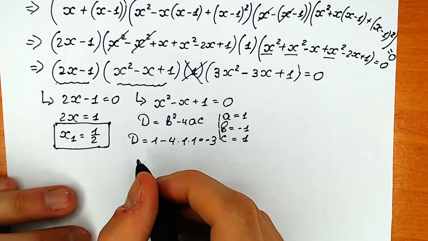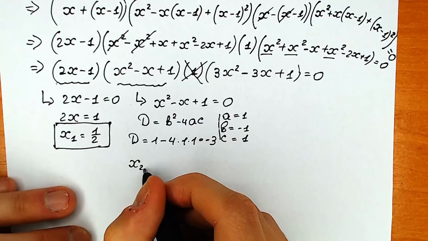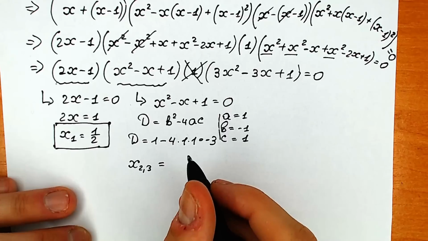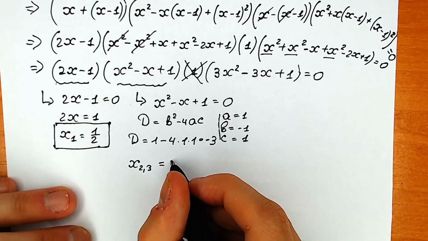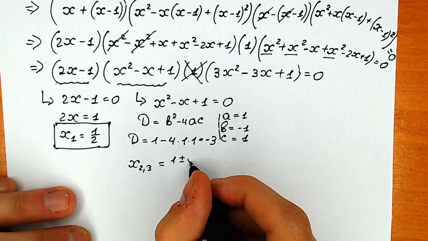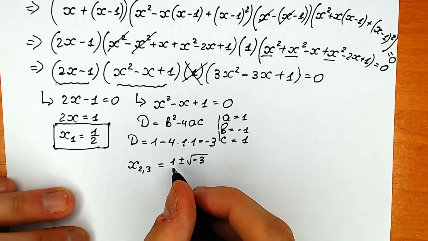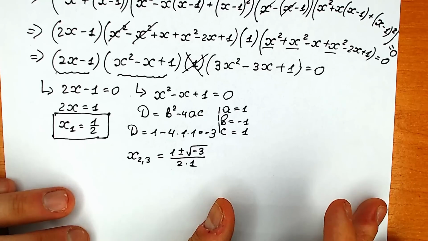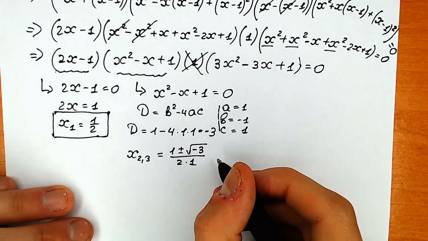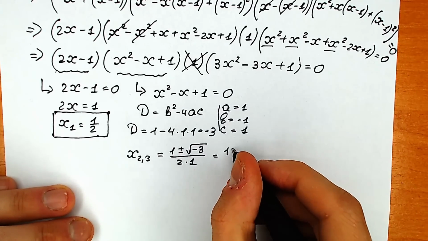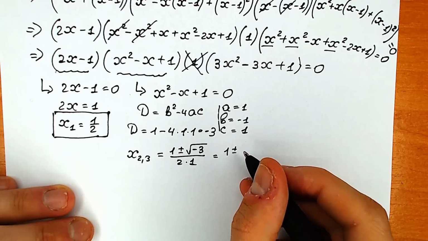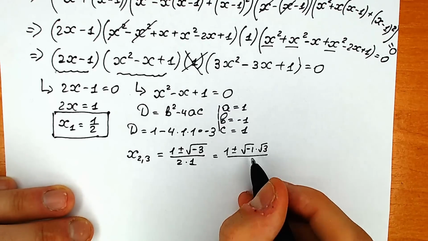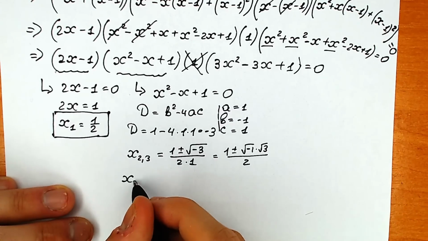So right now let's find these complex roots. We have x second and third, because we have x first, and x second and third equal to minus b, so minus minus 1 equal to 1, plus minus square root of d, so plus minus square root of minus 3, and all over 2a, 2 times 1. This is our x second and third. We can easily simplify it in one step right here, so we can write it as 1 plus minus square root of minus 3. We can split it as square root of minus 1 times square root of 3, and we divide it by 2.